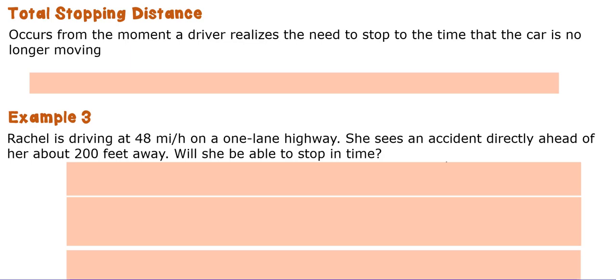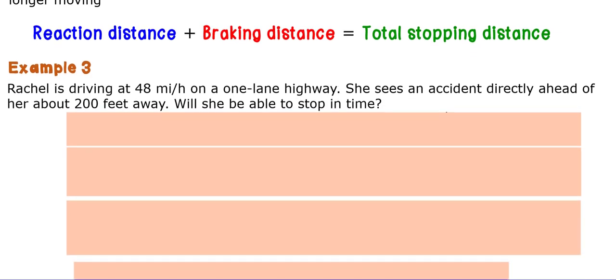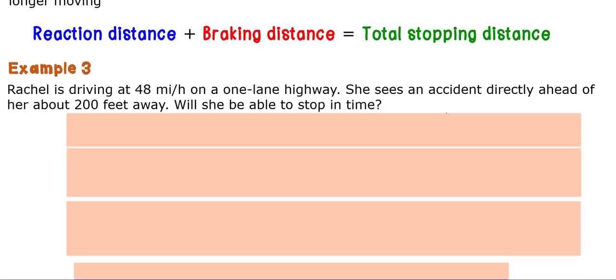All right, so now we want to figure out what our total stopping distance is, how long from the time we react to the time that the car actually stops after hitting the brake. So that is going to be a total of your reaction distance plus your braking distance. So to continue what we were doing, Rachel is driving at 48 miles an hour. So that is going to be our speed on a one-lane highway. She sees an accident directly ahead of her about 200 feet away. Will she be able to stop in time?